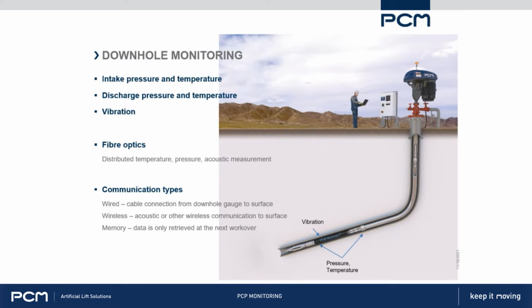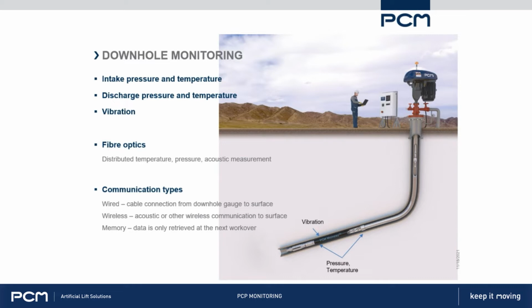If the gauge is mounted below the pump, it's probably measuring that intake pressure directly, but the discharge pressure is going to be measured through a capillary line to the pump discharge. So there's going to be an offset of a hydrostatic head of the fluid in that capillary line.